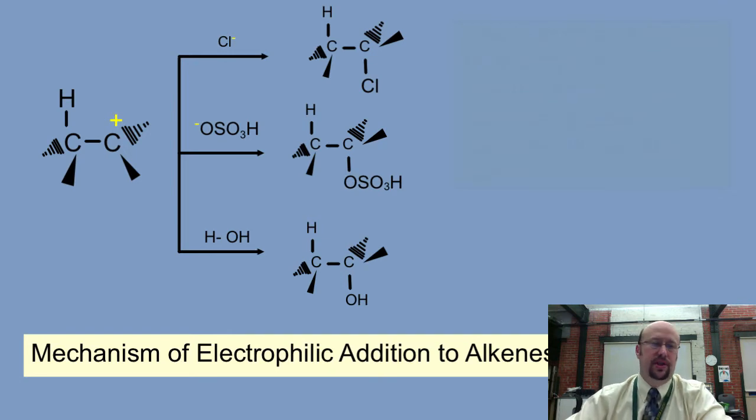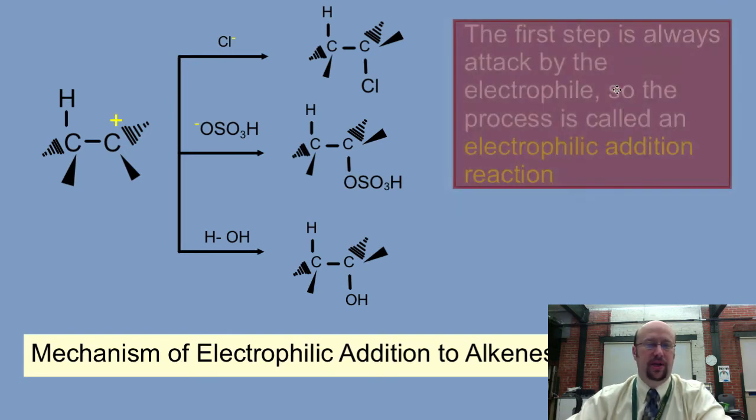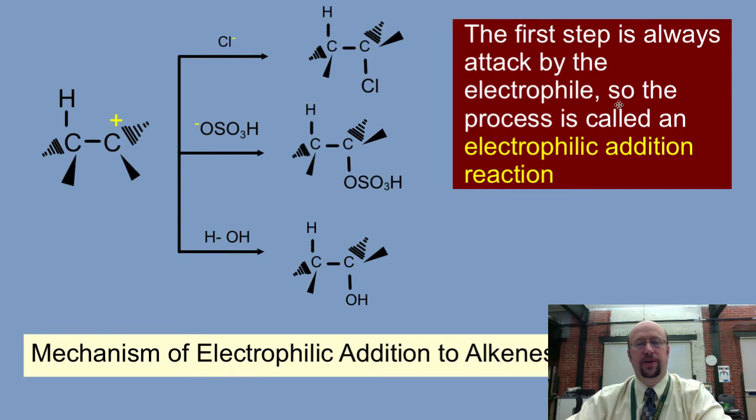So, this is basically the example of the 3 types that we talked about. The first step is the attack by the electrophile. That's what creates the carbocation here. And then the second step is the other part adding on to the molecule. So the Cl could attach, what's left of the sulfuric acid could attach, and then the OH part of the water could attach.